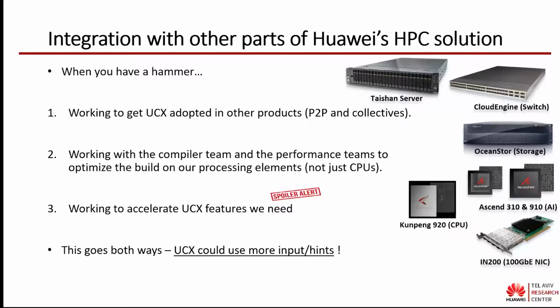So I just put a lot of images here. You can see on the bottom right a picture of the Huawei RDMA capable NIC, which is not available in your nearest stores, but is publicly available, and I've seen it in the wild. We work with the compiler team and some other performance libraries.